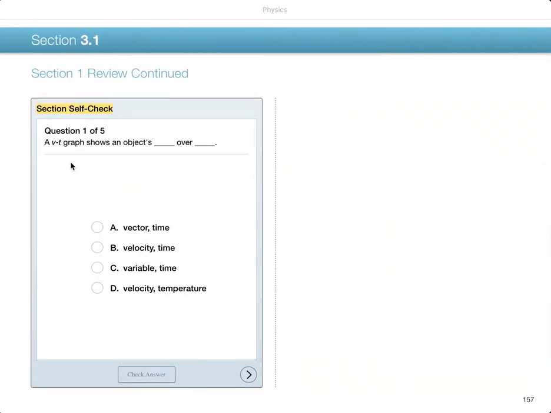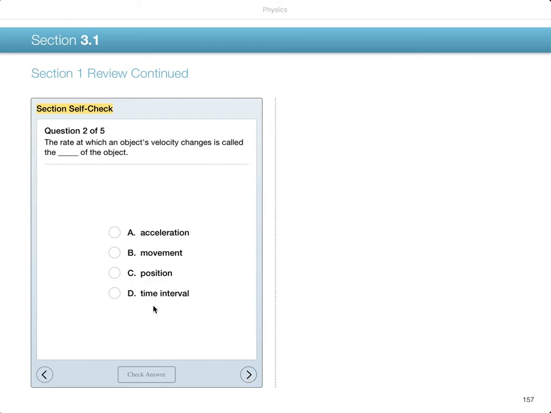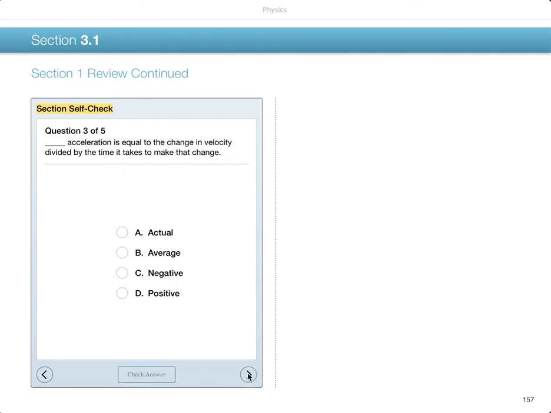Let's have a quick look at the self-check. A VT graph shows an object's velocity over time. Whenever you see a rate, that means divide by time. The rate at which an object's velocity changes. So what is change in velocity divided by time? Well, that's acceleration. Blank acceleration is equal to the change in velocity divided by the time it takes, as in a time interval. That means it's an average acceleration.